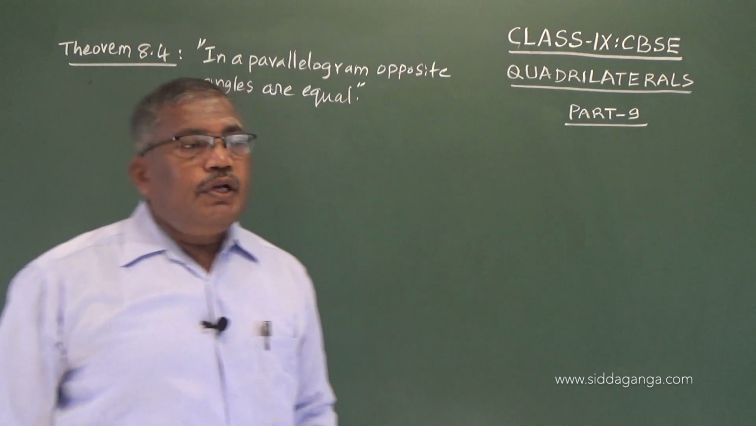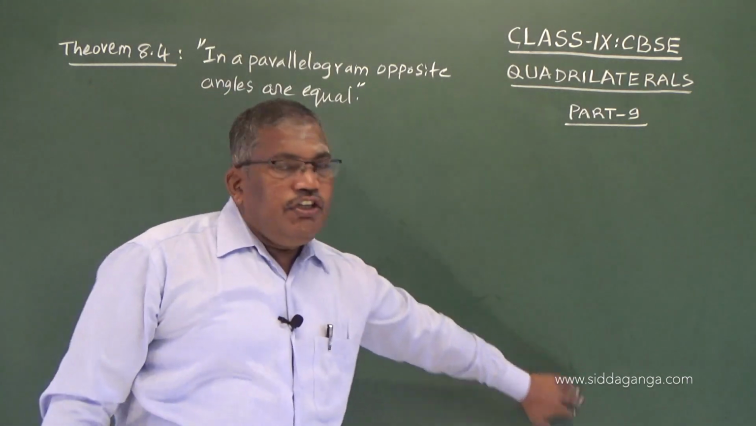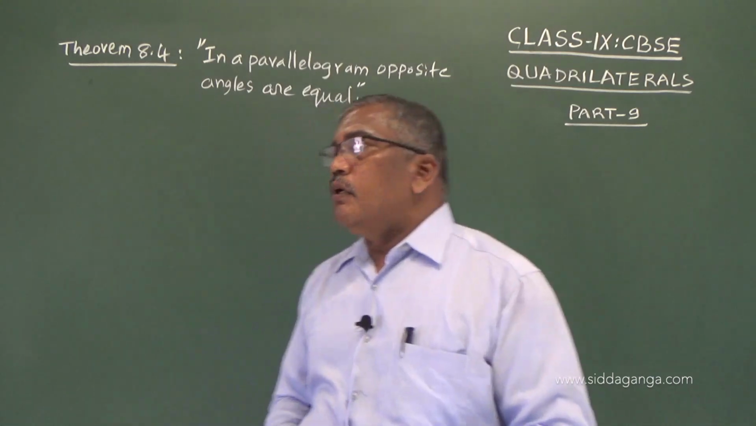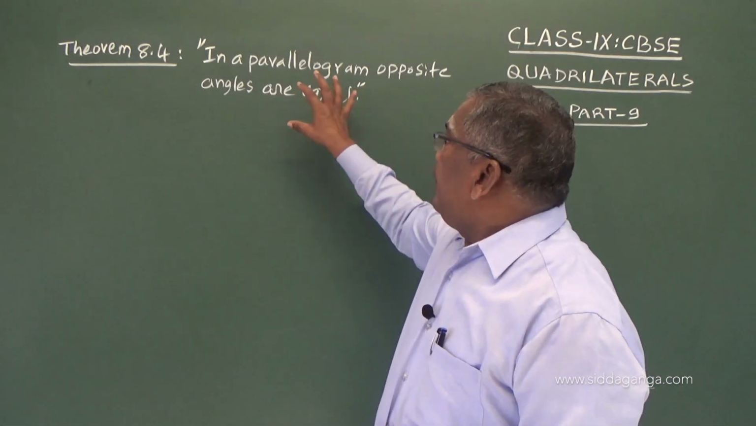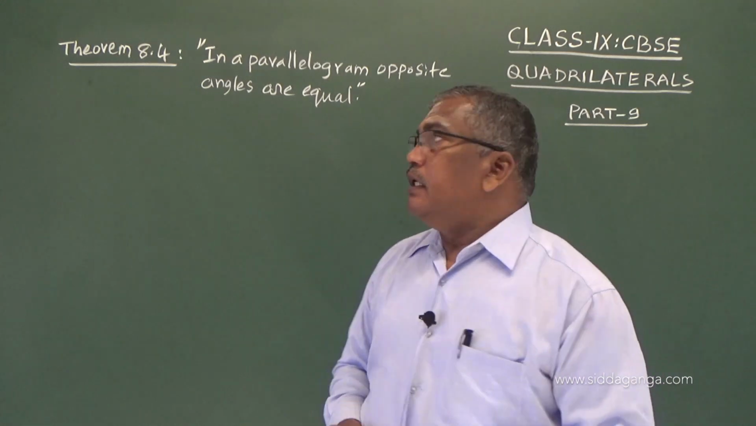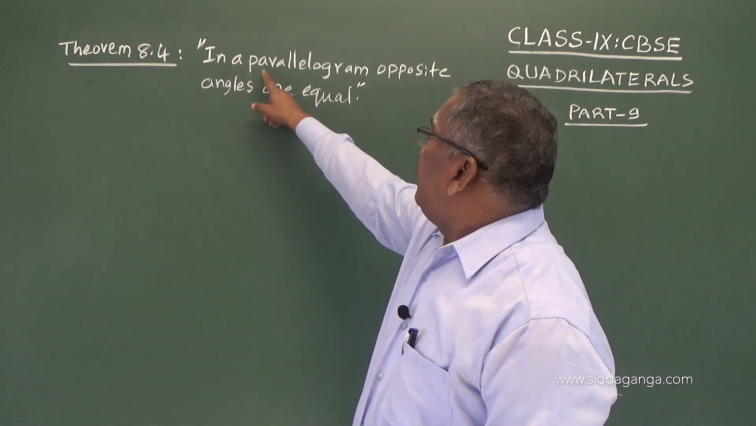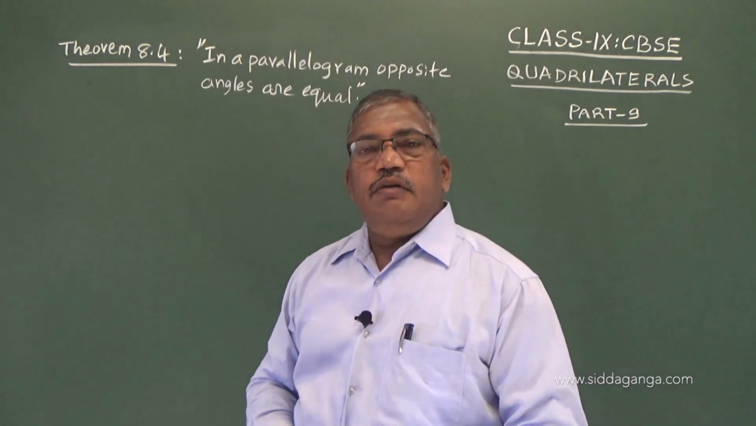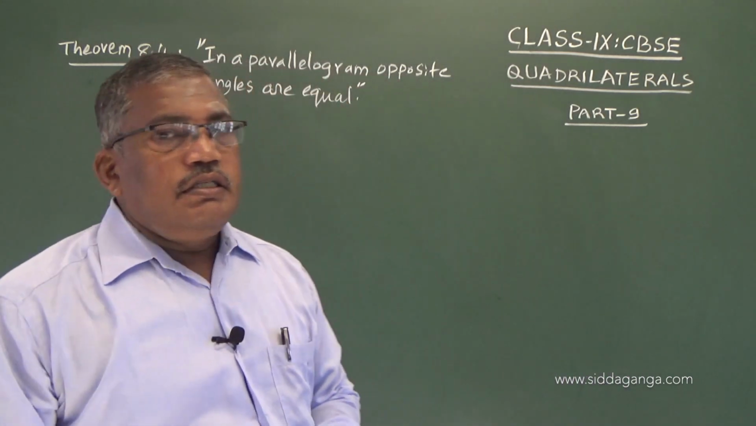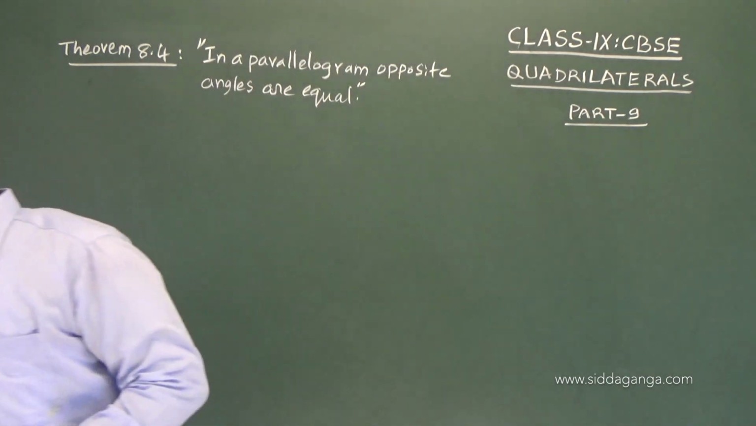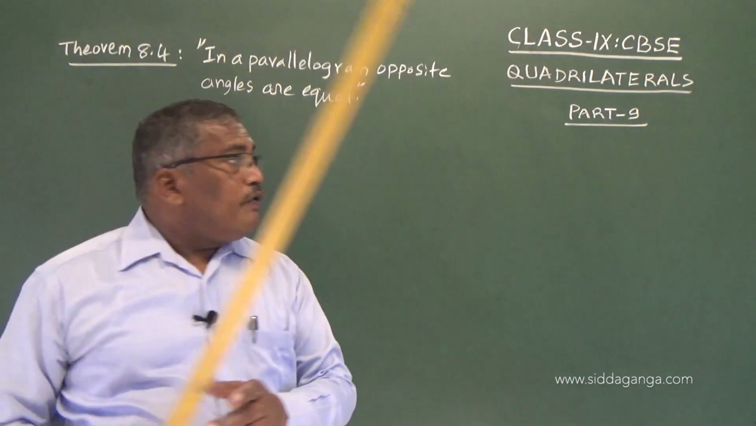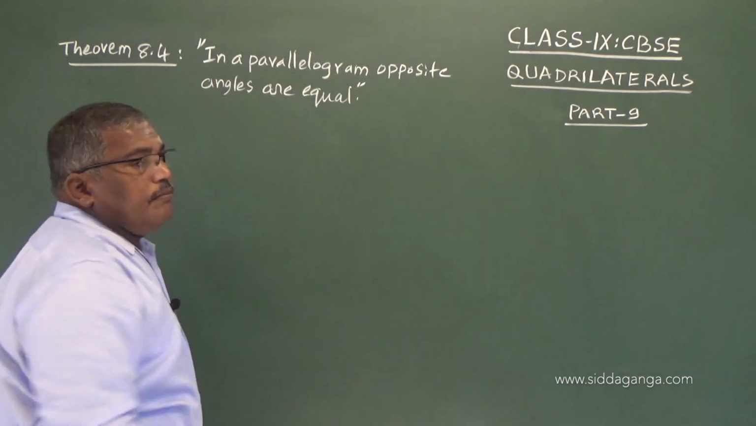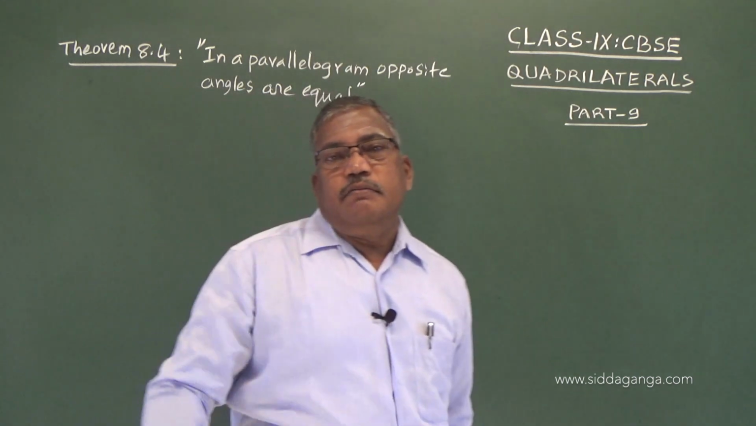It looks very simple. In fact, with all the theorems you may get confusion. We have to keenly observe the statement, and if you bifurcate what is given and what is to be found out, then you will understand the essence of the theorem. So first we shall understand this: in a parallelogram. That means a parallelogram is given.